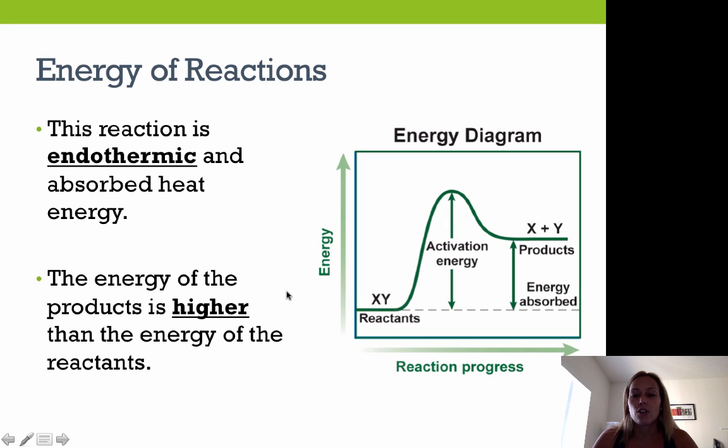If we take a look at this energy diagram here, this reaction is endothermic, and this is where you're going to get an absorption of heat energy. The energy of the products is going to be, in fact, higher than the energy of the reactants. The reactants in terms of their energy are quite low. The activation energy is going to be very, very high, so we're going to put in a larger input of energy, and our products are going to be higher in energy than our reactants. So this energy diagram is showing an endothermic reaction in which the reactants are lower in energy than the products, and we're going to get an absorption of heat energy.